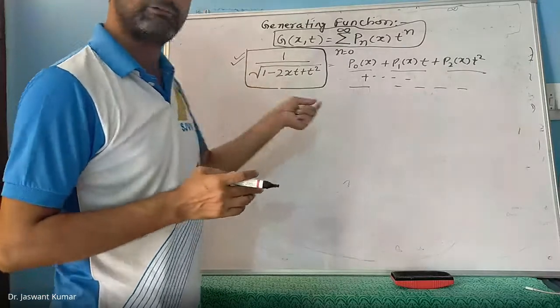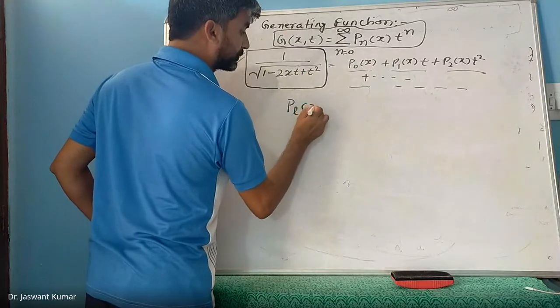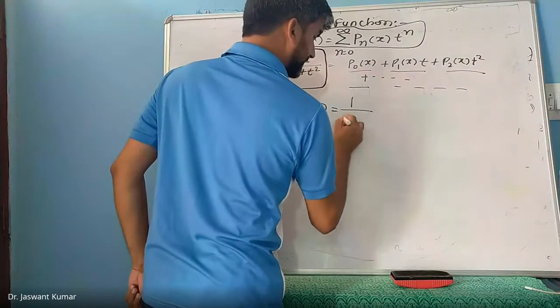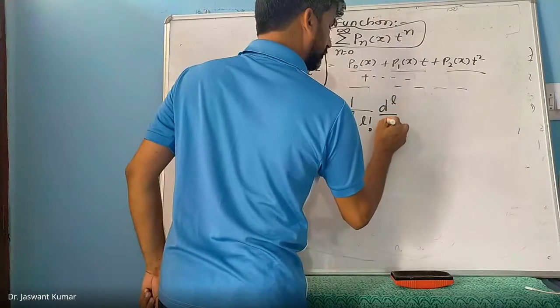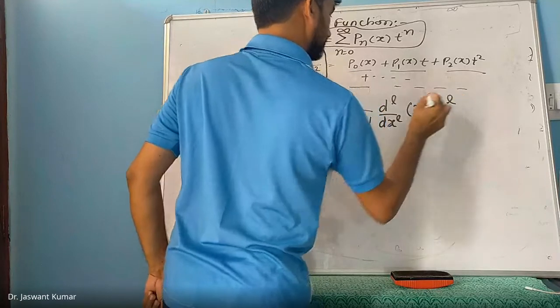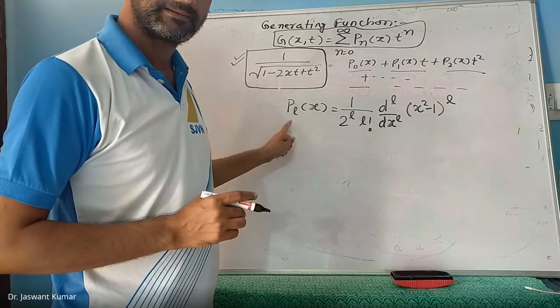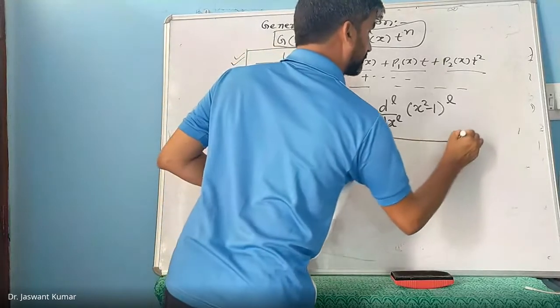What is however magical is the Rodrigues formula that we had derived: P_L(x) equals 1 by 2 to the power L factorial, into d^L by dx^L of (x squared minus 1) to the power L. This was the Rodrigues formula, right? You remember? Yes, sir. So yes, you can say this is some kind of Rodrigues formula.